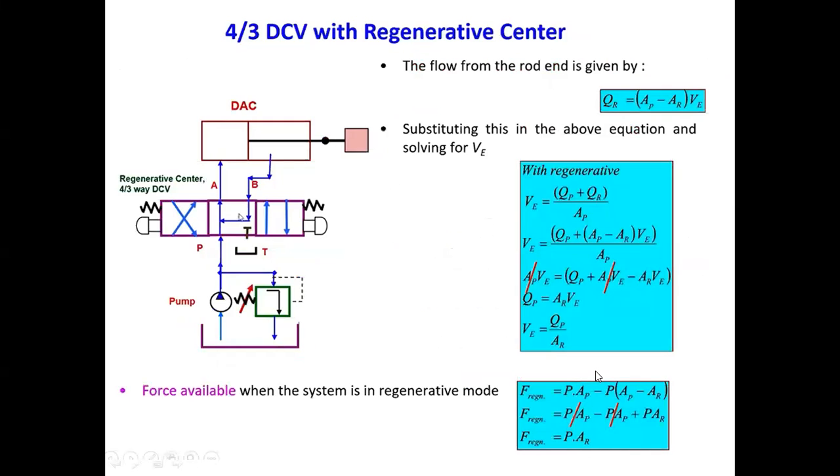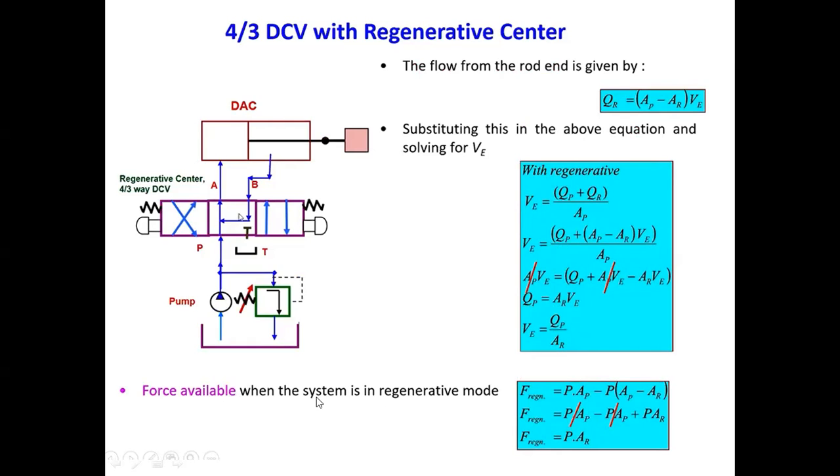In this way. So same for 4/3 with regenerative center. The flow of the rod end is given by QR equals (AP minus AR) times VE. So with regenerative, substituting into the equation VE equals (QP plus QR) upon AP, in this way we find VE equals (QP plus (AP minus AR) VE) upon AP. So QP equals AR times VE. So VE equals QP upon AR.